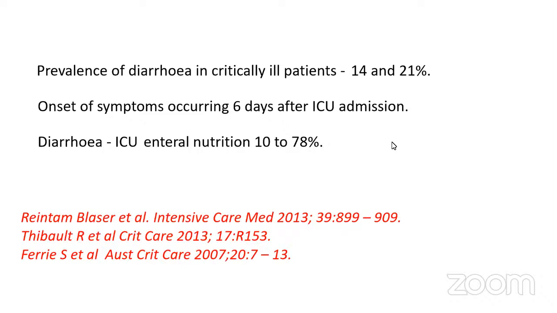The prevalence of diarrhea in critically ill patients is approximately 14 to 21%. Usually, onset of symptoms occurs 6 days after ICU admission. Some patients are admitted with diarrhea, but usually a patient is admitted with pneumonia or trauma, or some other condition that can lead to diarrhea. In ICU enteral feeding, the prevalence is 10 to 78% when we start enteral nutrition. That rate is very, very high.